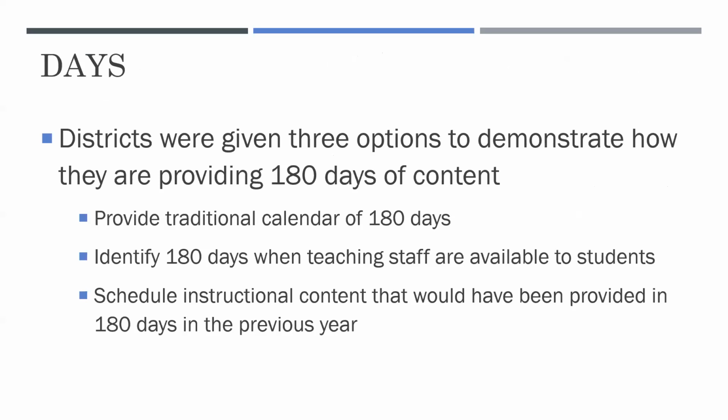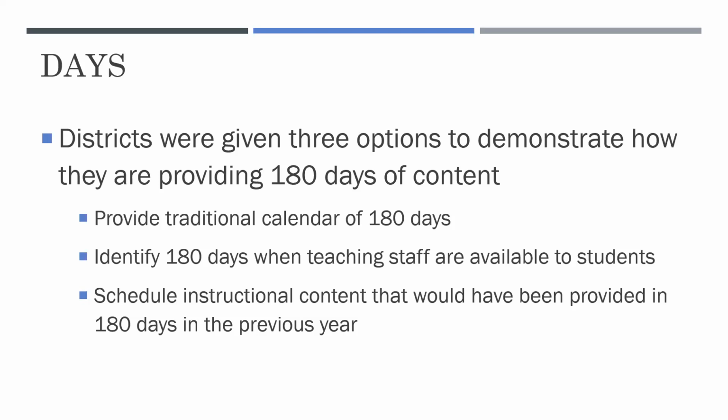Okay, so Brian talked about how this year looks slightly different when it comes to days and hours. And so what does that look like for a district to demonstrate how they're providing those 180 days of content? To demonstrate this, the most straightforward method may be just to provide a school calendar showing 180 school days, just as districts have done in the past.